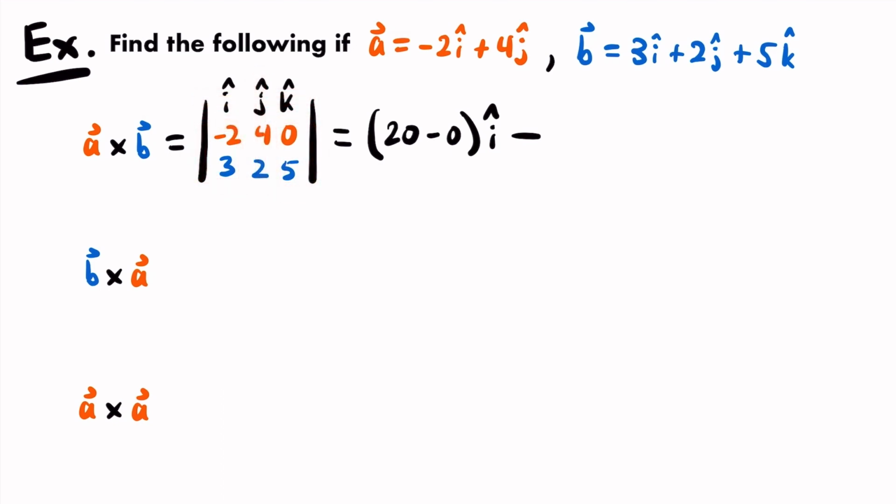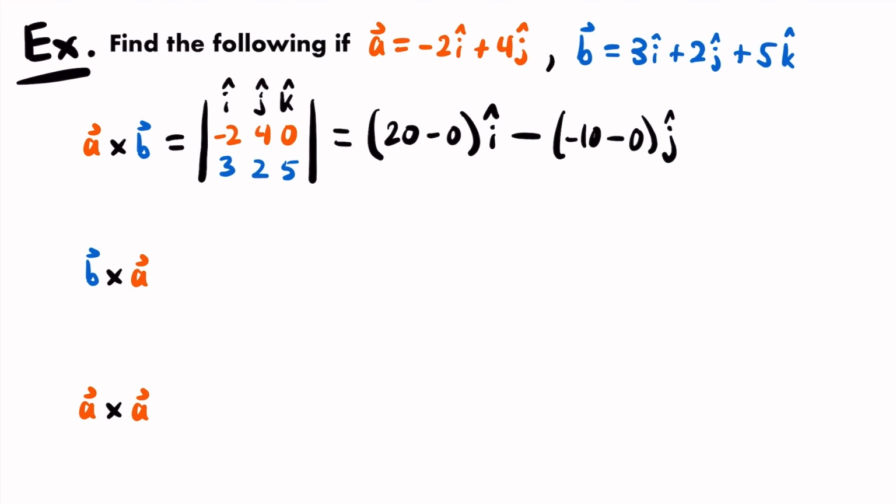All right, so we're going to be multiplying negative 2 by 5, and then subtracting 0 times 3. Okay, so negative 2 times 5 is negative 10. So we'll have negative 10 minus 0 times 3, which is 0. So we're subtracting 0 and then multiplying by j.